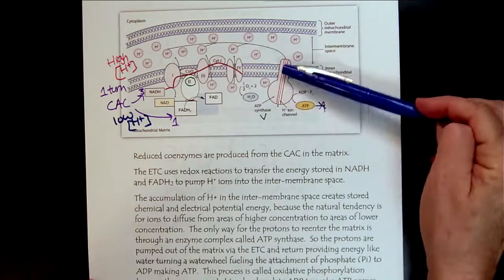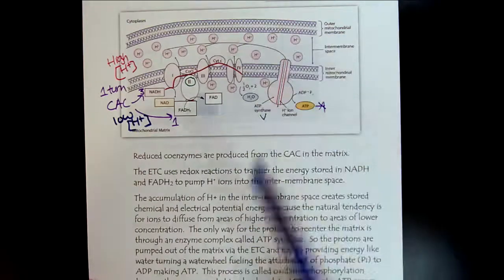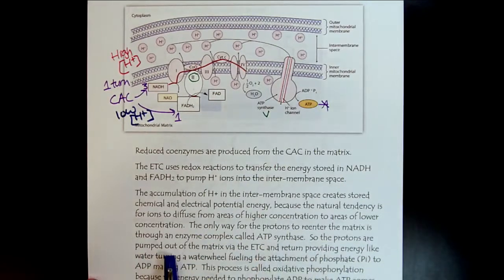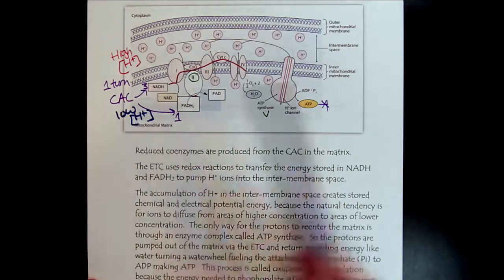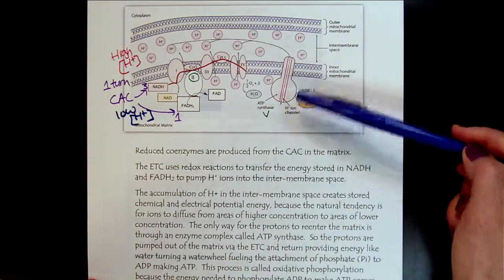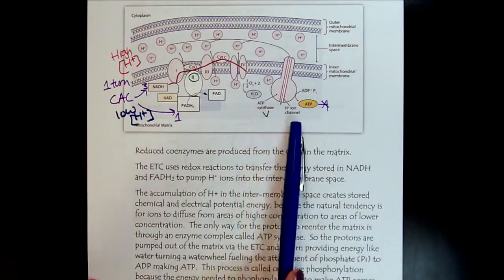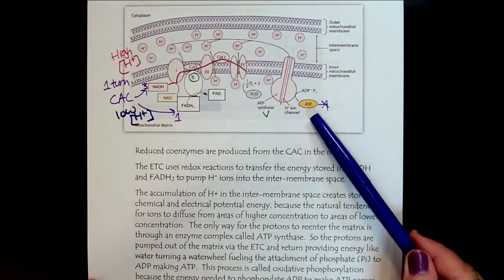So the hydrogen ions want to become homogeneous, so there's this potential energy that they just want to go, but they're blocked by the ATP synthase, right? And so the only way for the protons to re-enter is through the ATP synthase. So the protons are pumped out of the matrix via the electron transport chain, and then they return providing energy, kind of like a water wheel spinning at a mill. And then that's what produces the energy for the ATP synthase to convert the ADP into the ATP.